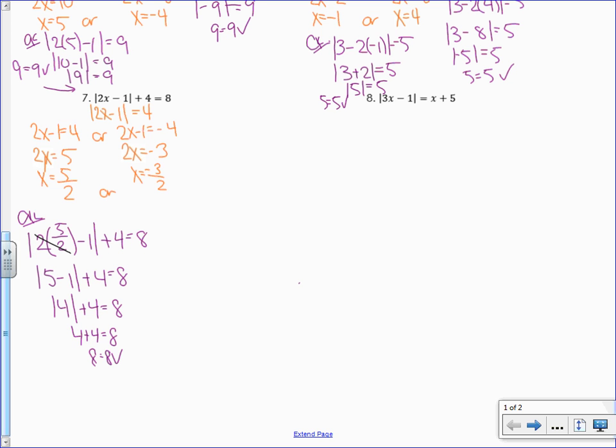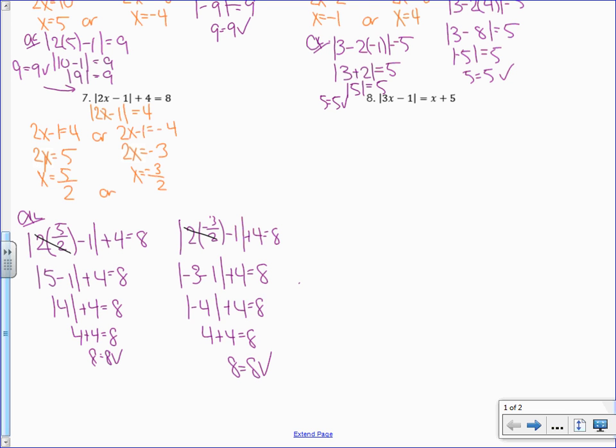And now I can do my other check of negative 3 halves. So we've got 2 times negative 3 halves minus 1, all that in the absolute value, plus 4 is equal to 8. Again, the 2's cancel. So I get the absolute value of negative 3 minus 1 plus 4 is equal to 8. And that's negative 4 inside there. But the absolute value of negative 4 is positive 4. So again, I get 8 equals 8. Woohoo!